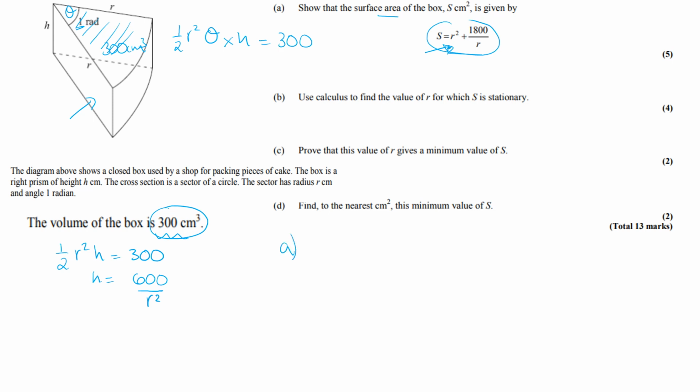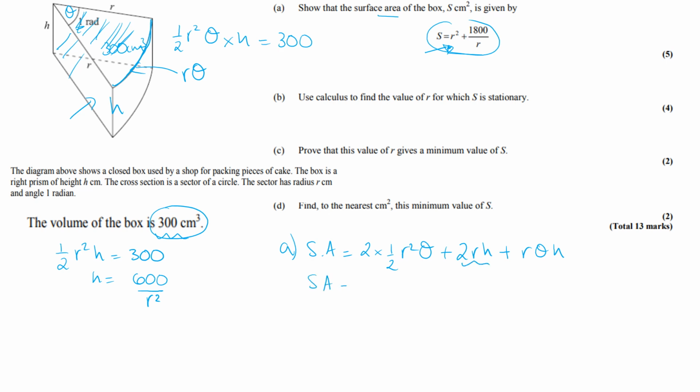So part A, the surface area is going to be the top and the bottom of the box are both sectors, so we need 2 times half r squared theta, plus the sides and the other side here are both rectangles of rh, so we need 2 of them, 2rh, plus we need this rectangle here. So this is the arc length of the sector, and arc length is r theta, and this is h. So we need another r theta h, which is actually rh. So that's going to mean that we need 3 rhs.